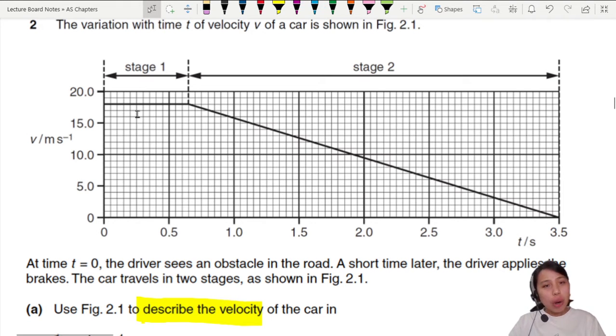Maybe you might say, oh miss, at first it is flat here and then it goes down like that. But what is flat here and goes down like that? Cannot. You have to use specific terms to describe specific graphs.